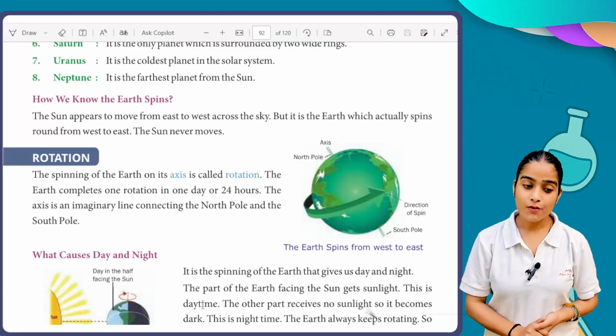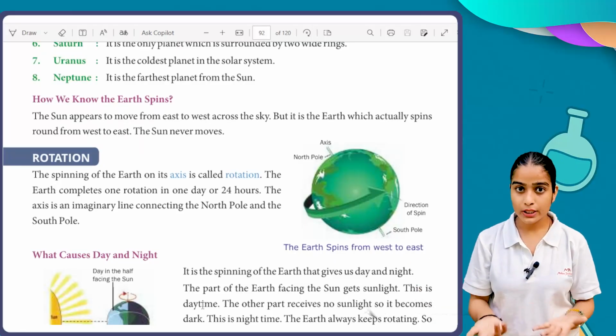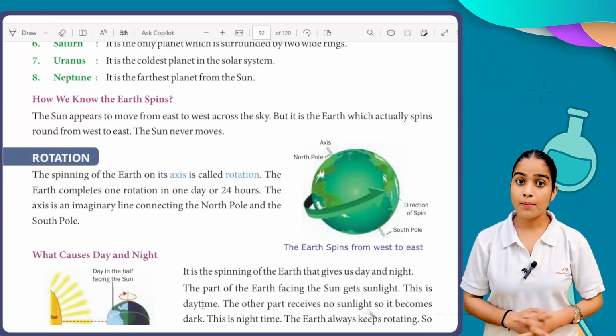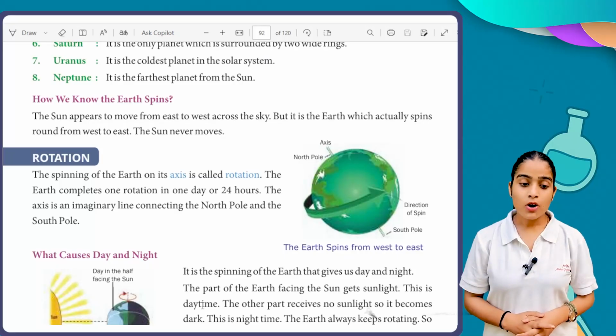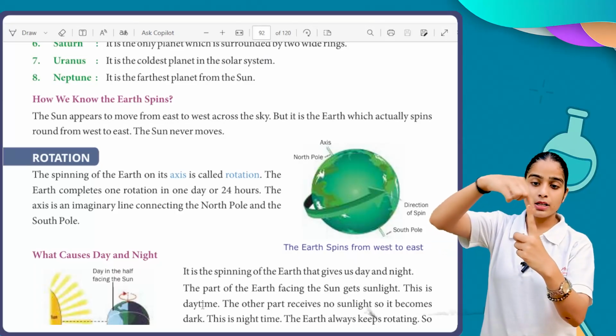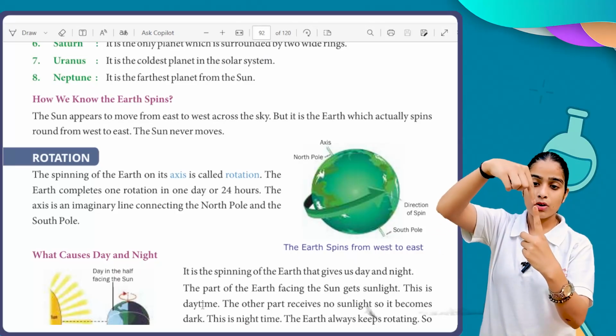Okay, now we move forward to rotation. As we already discussed rotation, let's go deeper into this. What we have to read about rotation. The spinning of the Earth on its axis is called its rotation. For example, this is the axis of the Earth, and it's moving round in place.